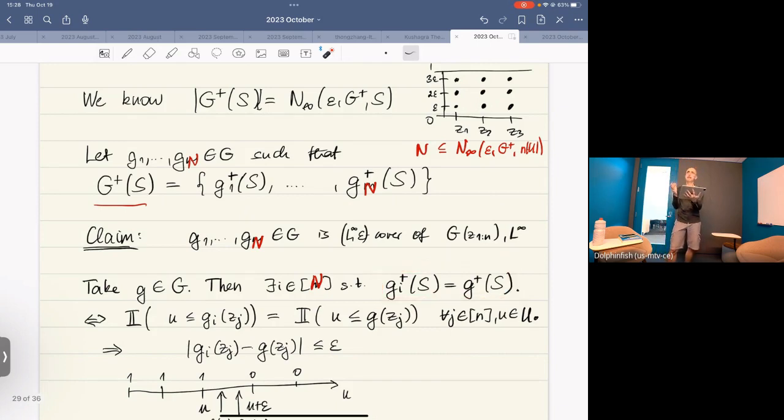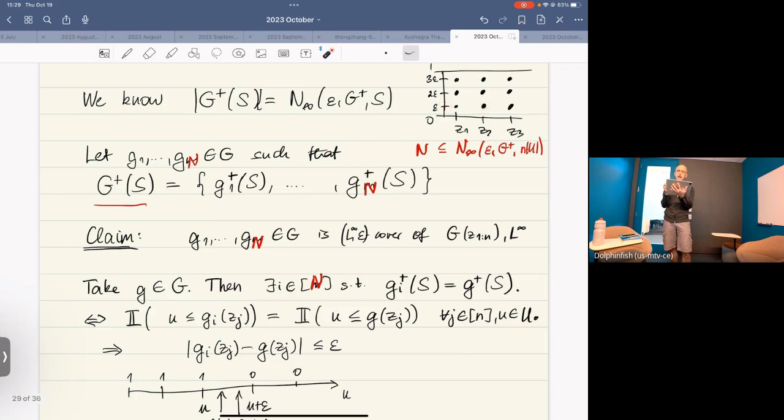So what does this mean? The behavior is reproduced if and only if for every J, like every point here and every point here, we get the same values for both functions. And these values are what? They're just the indicators that indicate whether G is above or below some value. Like that's the value that you're considering here. So for example, you fix some Z here, and this is your U.